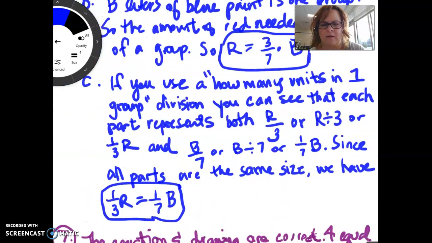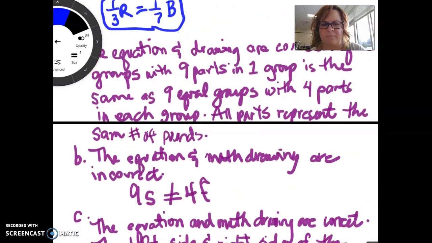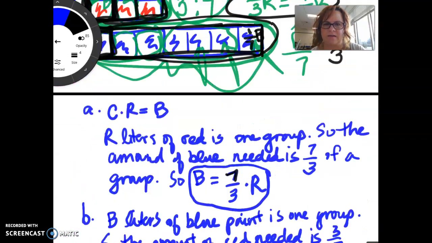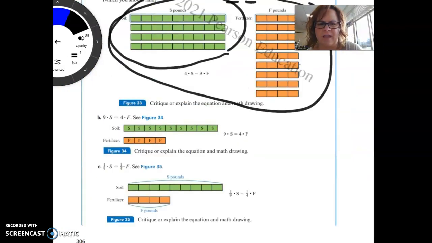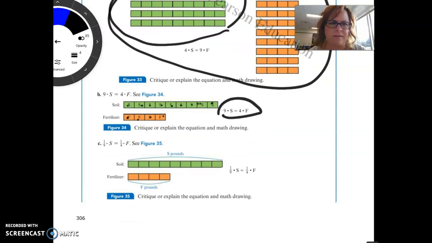Part B, the equation and math drawing are not correct. And that's because if we look closely, they're saying, this equation, that 9 groups of S, 9 of these S's, is equivalent to 4 of these F's, 4 groups of F. And that's not true. You can see that those are not equivalent in the drawing, in the strip diagram. So that's not accurate. And while I have this here, let's go ahead and talk about C.